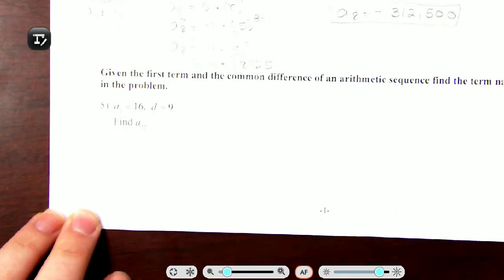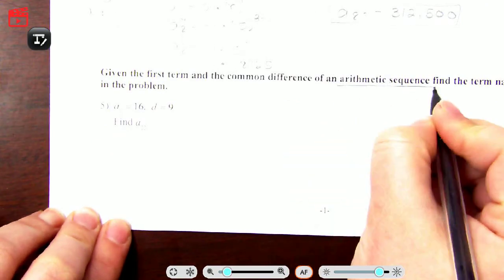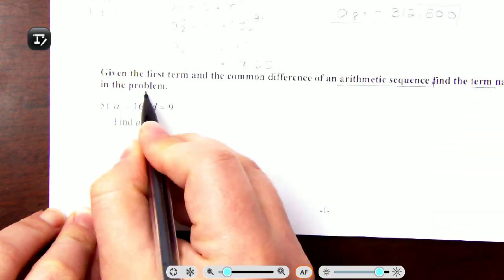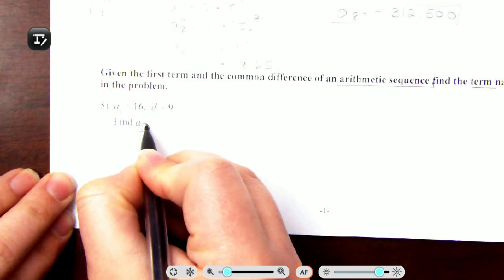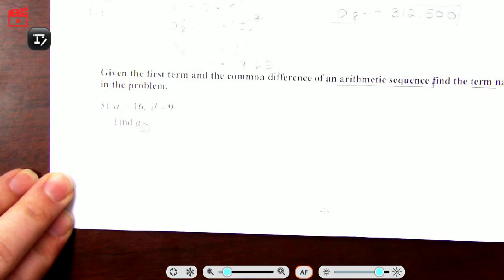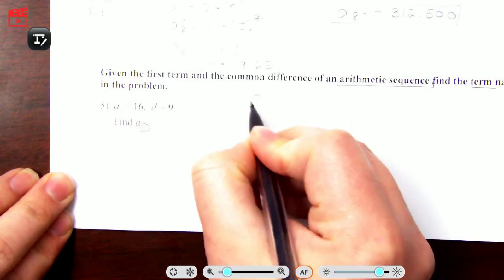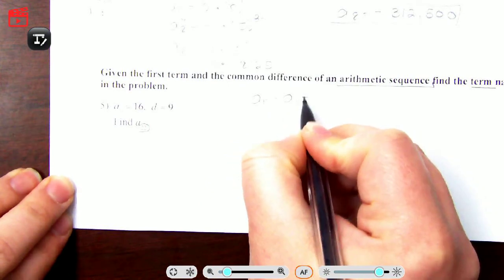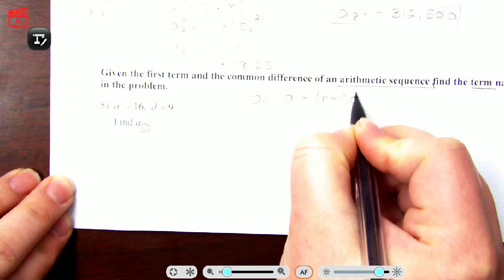All right, number 5. Given the first term and the common difference of an arithmetic sequence, again, super important to know what we're working with, find the term named in the problem. Okay, so we're actually trying to find term number 22. That's what we're solving for. It is an arithmetic sequence, so we're using the arithmetic formula: a sub n is equal to a sub 1 plus n minus 1 times d.